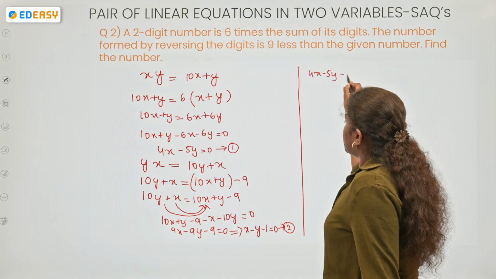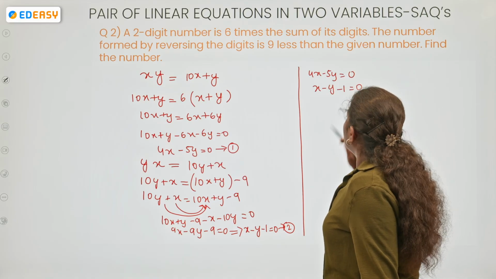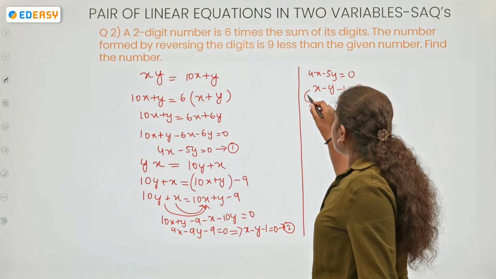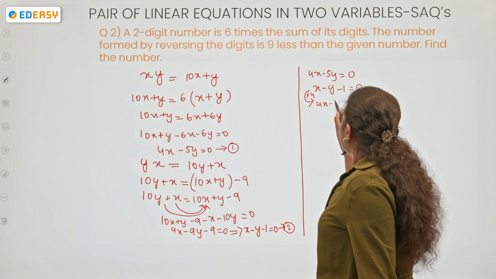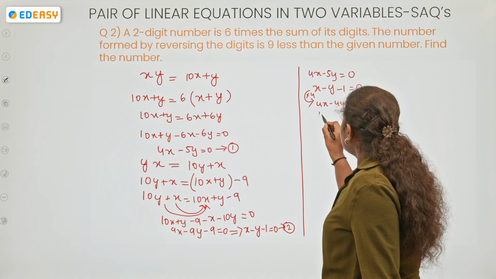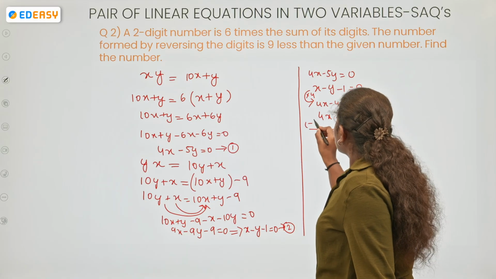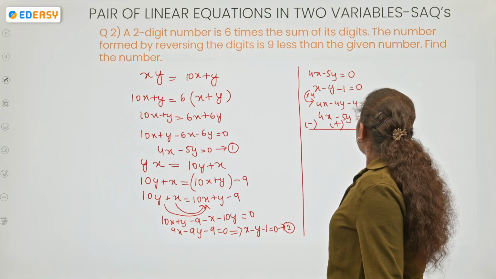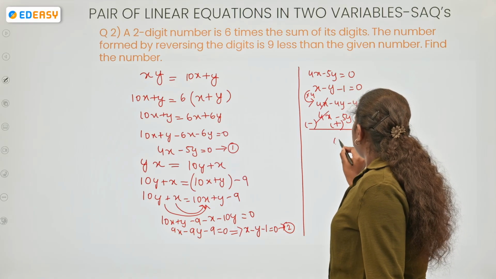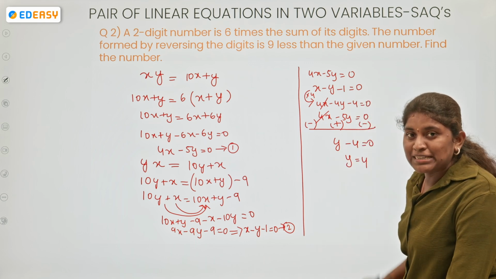4x minus 5y equals 0 and x minus y minus 1 equals 0. So you can go for the elimination method because this is simple. I am multiplying the second equation with 4. So 4x minus 4y minus 4 equals 0. And coming to your first equation, 4x minus 5y equals 0. Do the subtraction: minus, plus and minus. 4x minus 4x cancel. Minus 5y plus 4y, minus y, plus 4 equals 0. y equals 4. Simple, right?